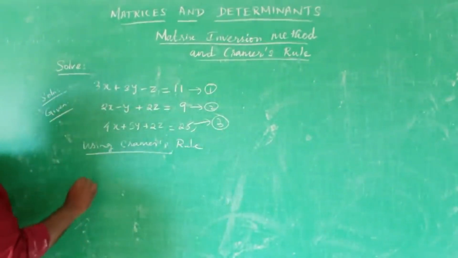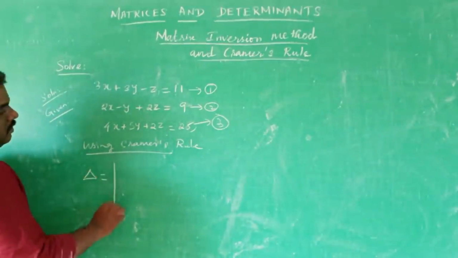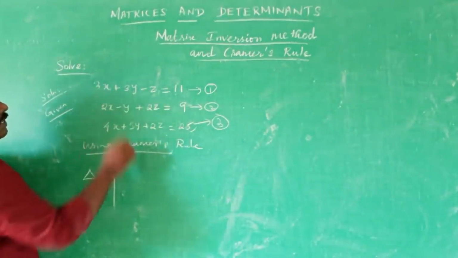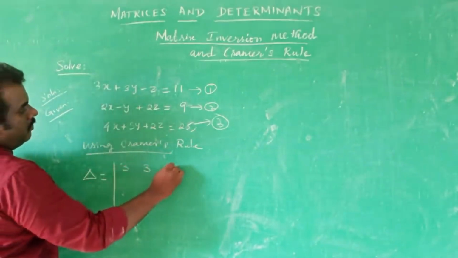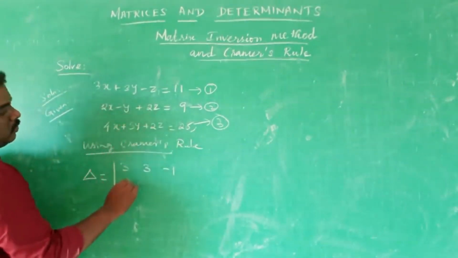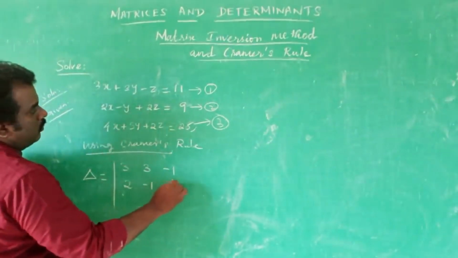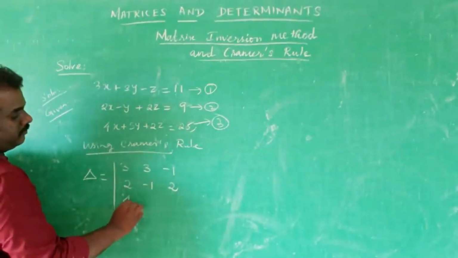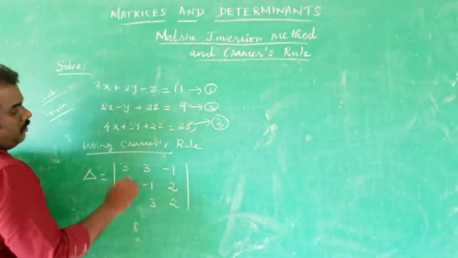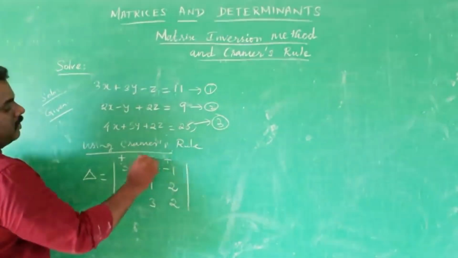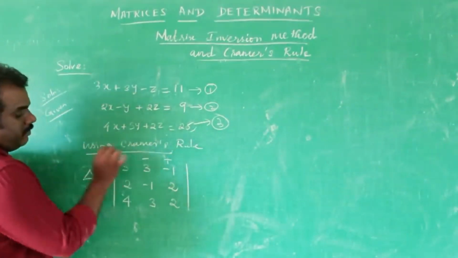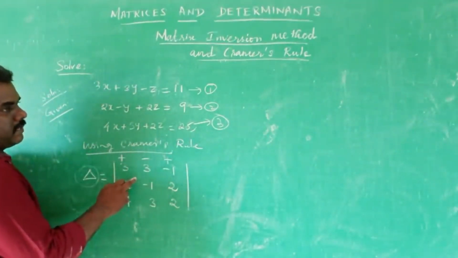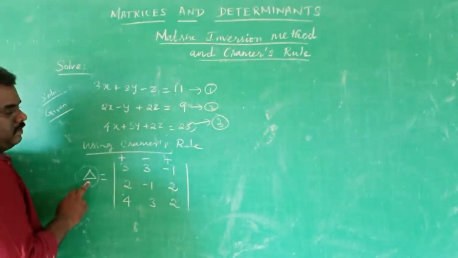From this you have to find the determinant value of delta. Take the coefficient matrix of x, y, z, that is 3, 3, -1, 2, -1, 2, 4, 3, 2. The even places can be taken as positive and the odd places as negative. Then take the determinant of the coefficient matrix, and we get the value of delta.